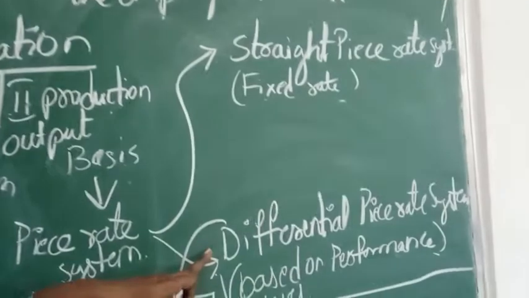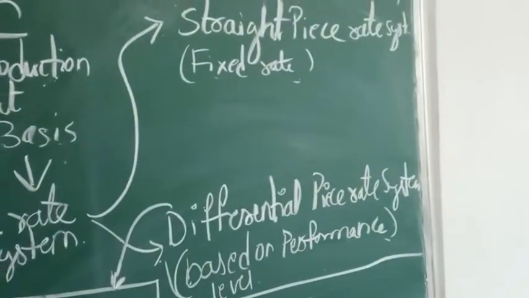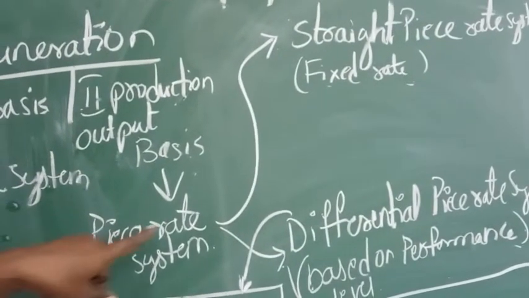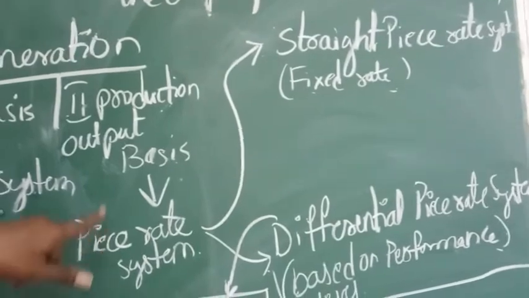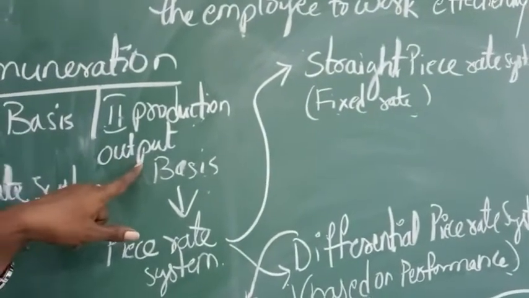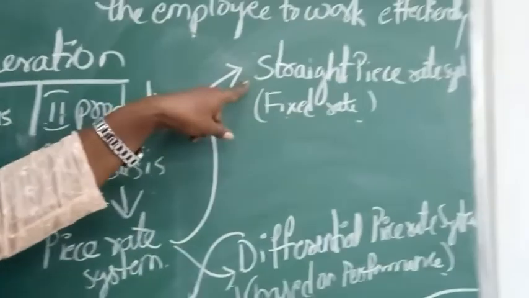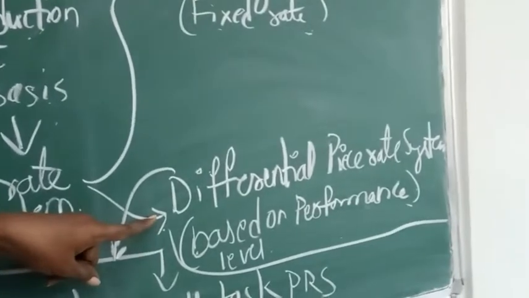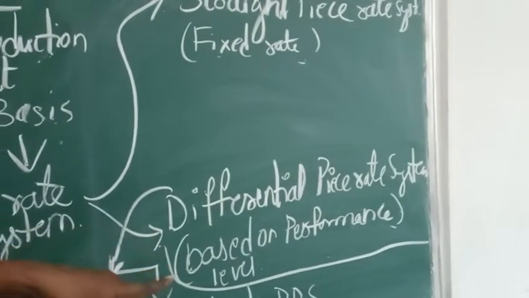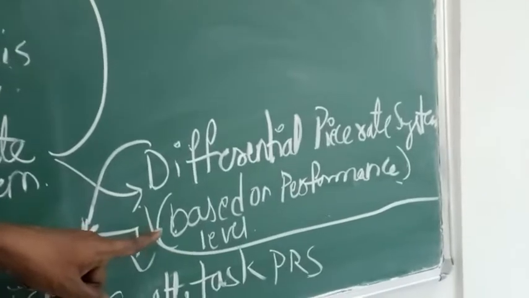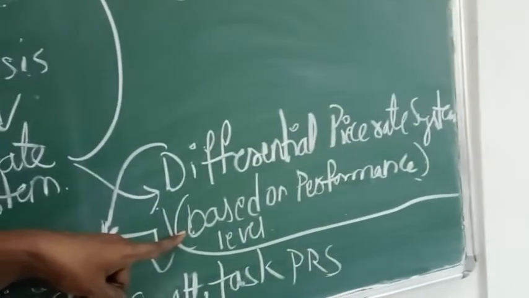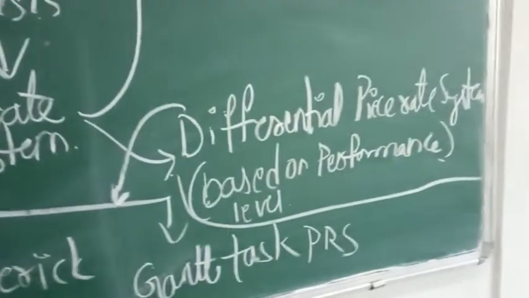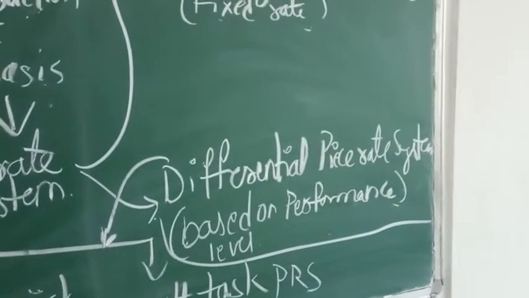Next one is the differential piece rate system. Second method. Which method are we discussing? We are discussing the piece rate system. This piece rate comes under the output basis. This piece rate system is of two types, the straight line method and the differential piece rate system. The differential piece rate system is based on the performance level of an employee, how best he is performing, how efficient work he is doing for the organization. Okay, that is taken here, the piece rate system.